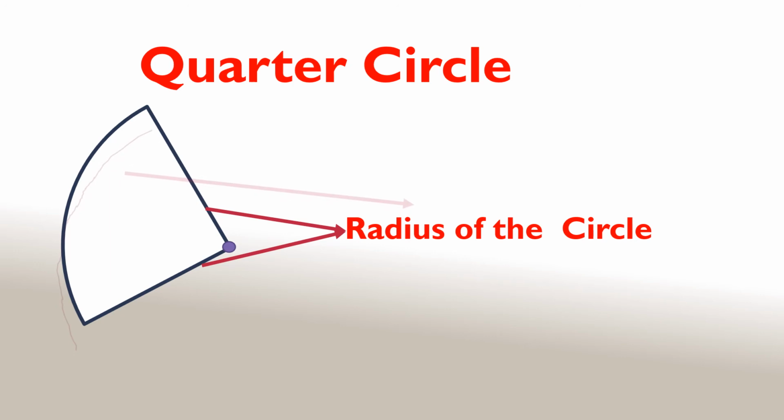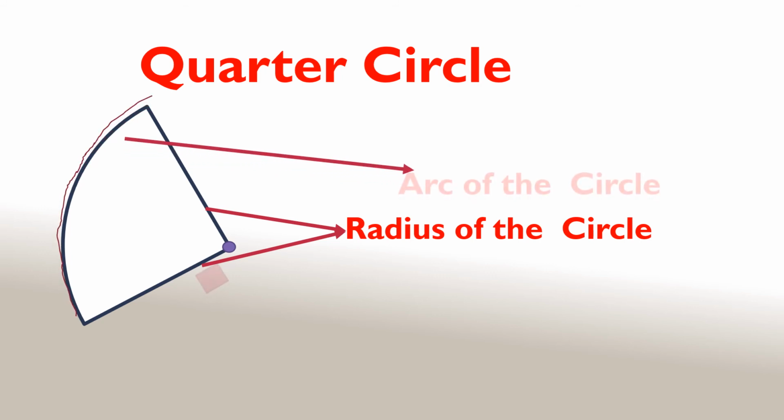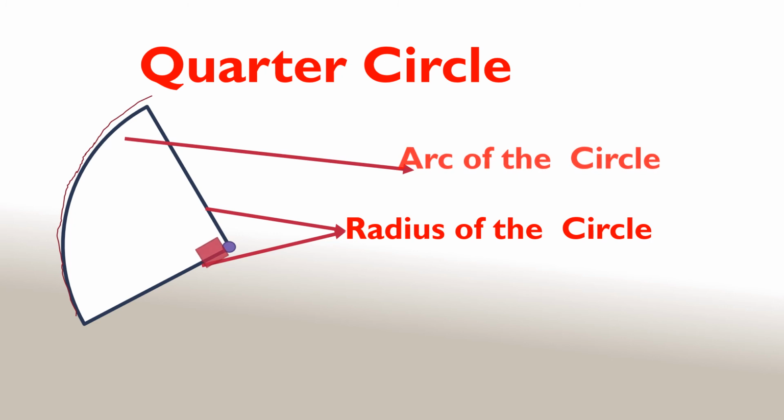Children, if you fold the circle from the center one time, you'll get the semicircle. If you again fold that semicircle from the center, you will get 1/4 of the circle. The 1/4 of the circle, the edges, if you see, two edges are the radii and one arc is there which forms the part of the circle.